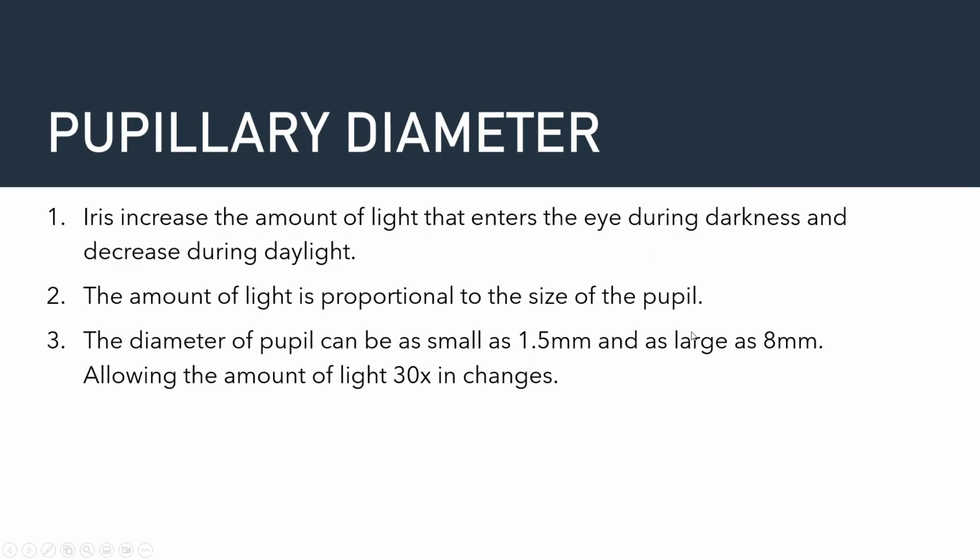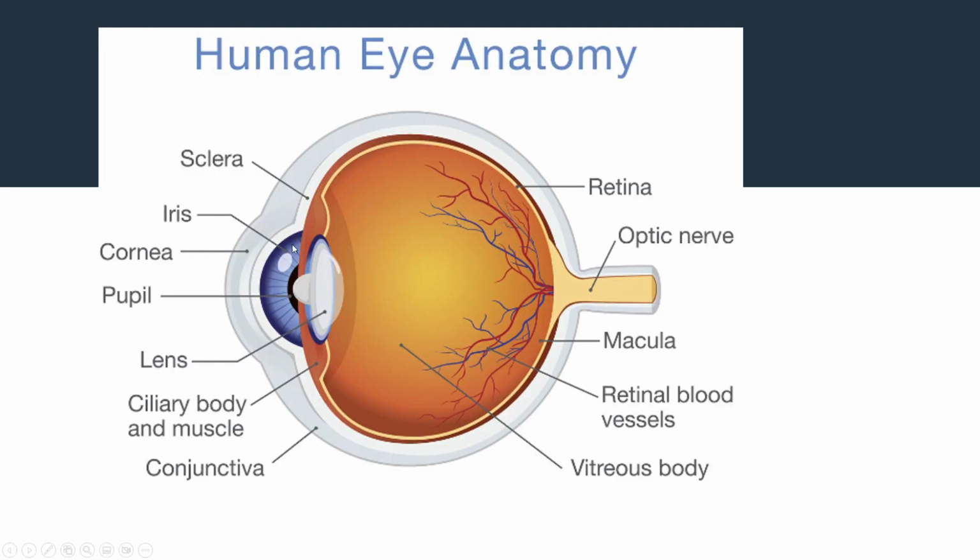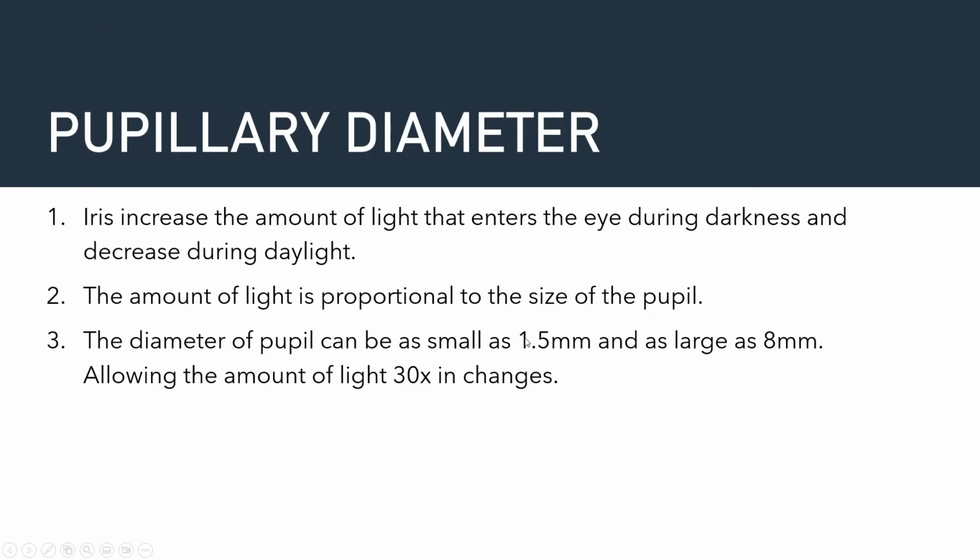The second concept is pupillary diameter. The pupil increases the amount of light that enters the eye during darkness and decreases it during daylight. The pupil is the black dot here. It can go as small as 1.5 mm in diameter and increase up to 8 mm in diameter, which allows an increase of light up to 30 times.